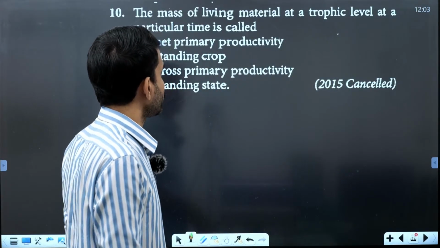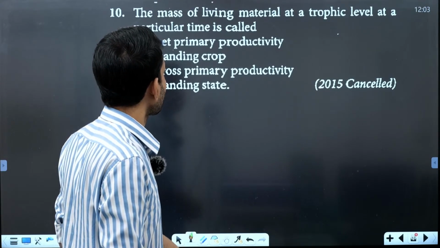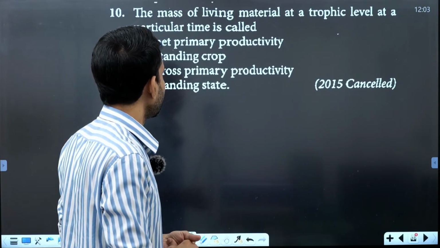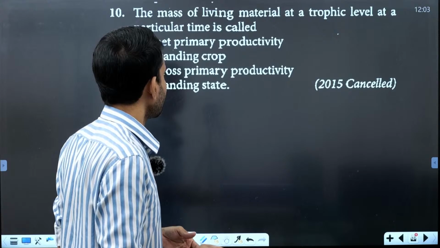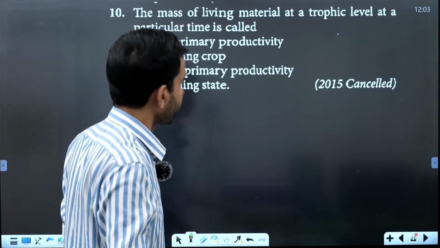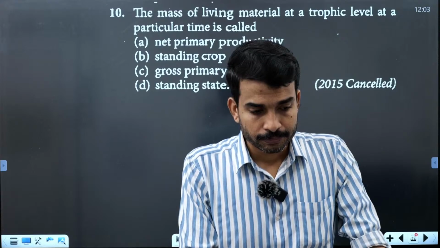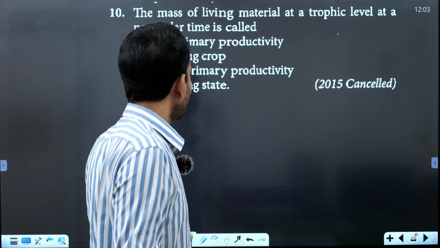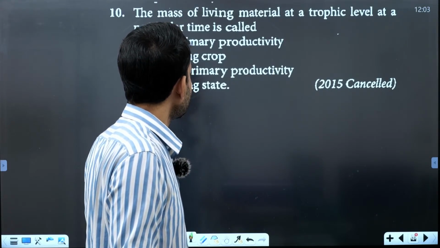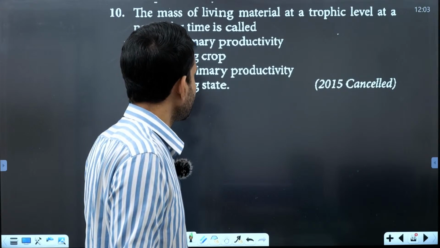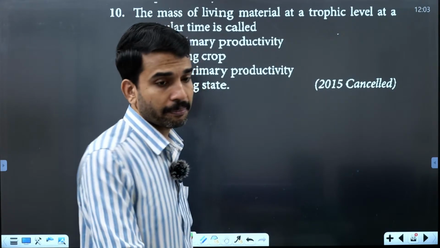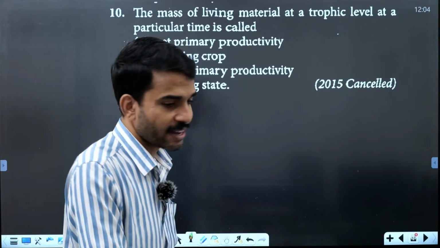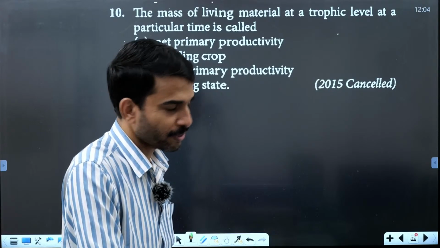The mass of living material at a tropic level at a particular time period is called: net primary productivity, standing crop, gross primary productivity, or standing state. Our question is this: what will we call the mass of living material at a tropic level at a particular time period? Confusion may be there between standing crop and standing state, I believe. There's a chance for getting some confusion.